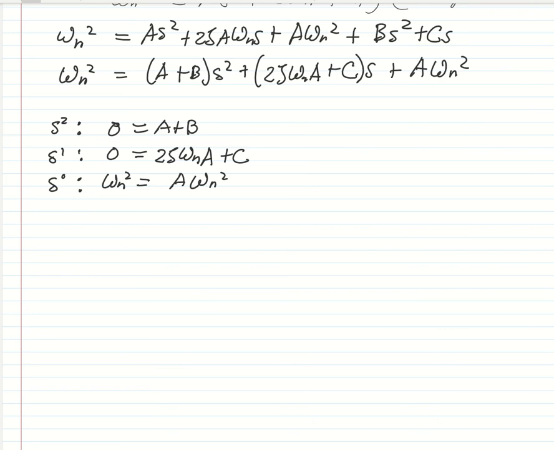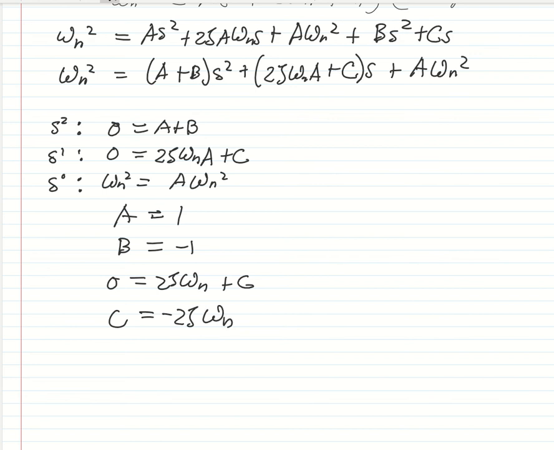And from this we can now calculate the values for A, B, and C. We can use the last equation directly to solve for A. A here will be omega n squared divided by omega n squared, which is equal to 1. Then we can use the first equation to solve for B. A plus B is equal to 0, so B is equal to negative 1. Then for the second equation, we know A is 1, so we can solve for C. This will be 0 equals 2 zeta omega n times 1 plus C, or C will be equal to negative 2 zeta omega n.